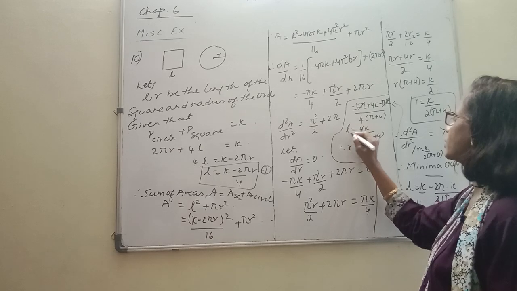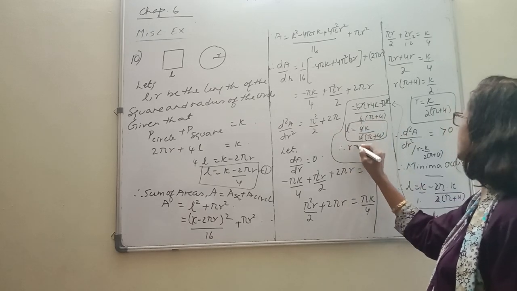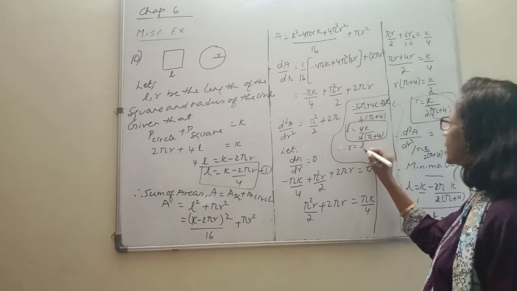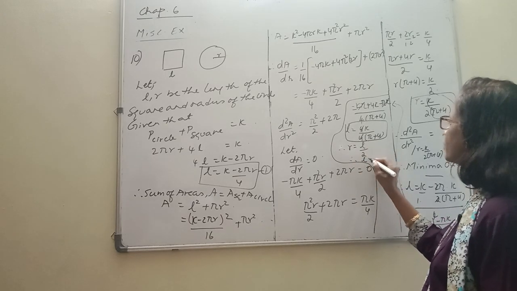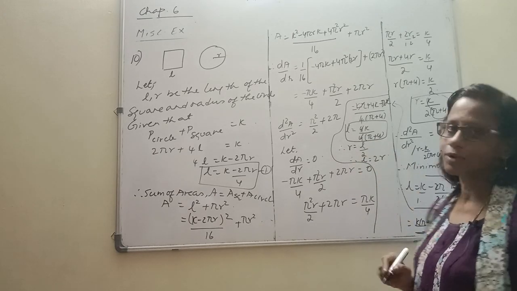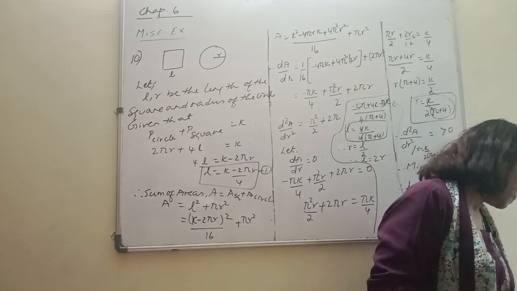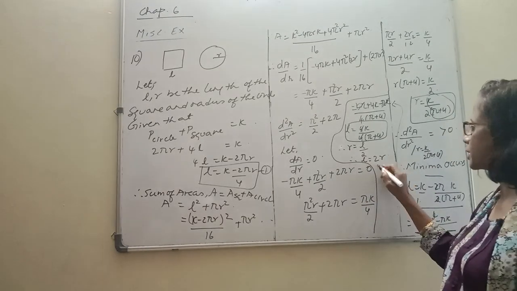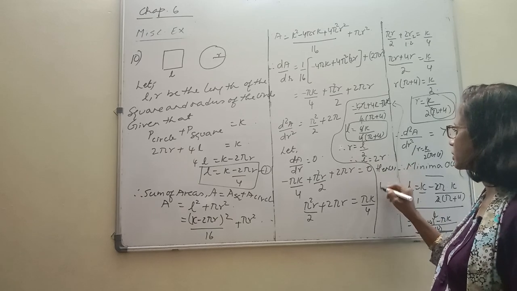Therefore, this is L. So therefore r equal to, see, k over pi plus 4 is L, so r is L over 2. So L will become 2r. That's what they have told you. Show that the side is double the radius, hence proved.